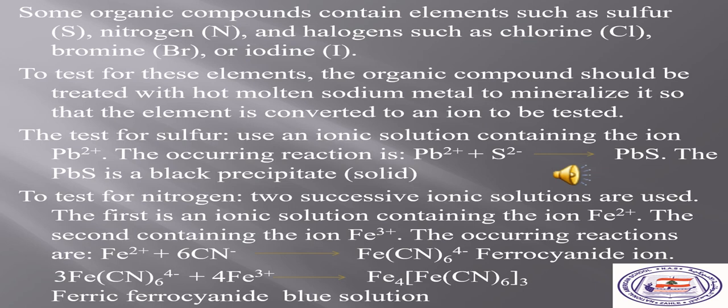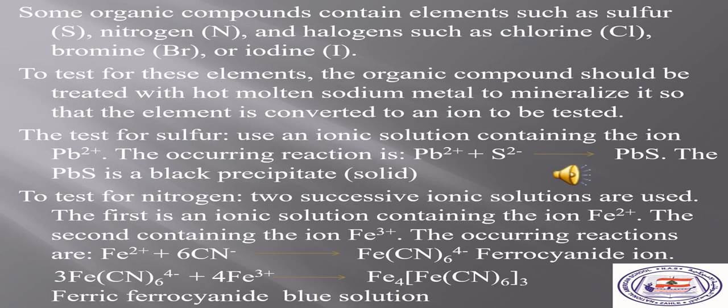But in the testing for nitrogen, we need to use two ionic solutions successively. Successive means that we need to use one solution, then we have to use the other solution right after it. What are the two successive solutions that we need to use in order to test for the presence of nitrogen in the organic compound? The first solution has got to contain the ion Fe2+. The second solution has got to contain the ion Fe3+.